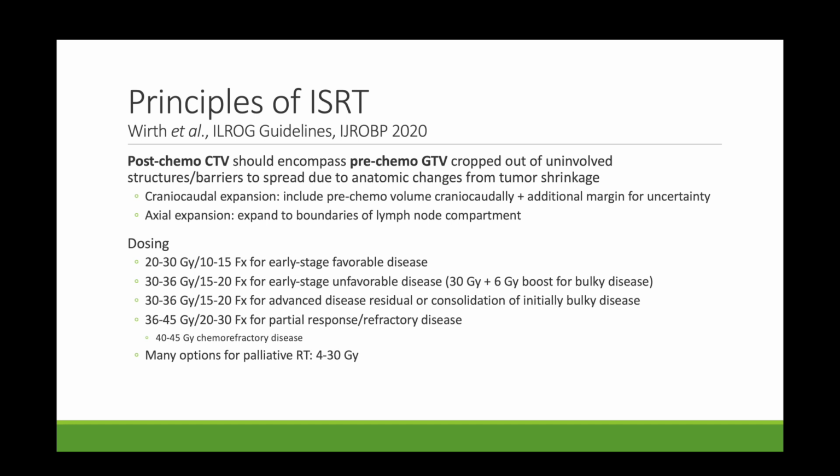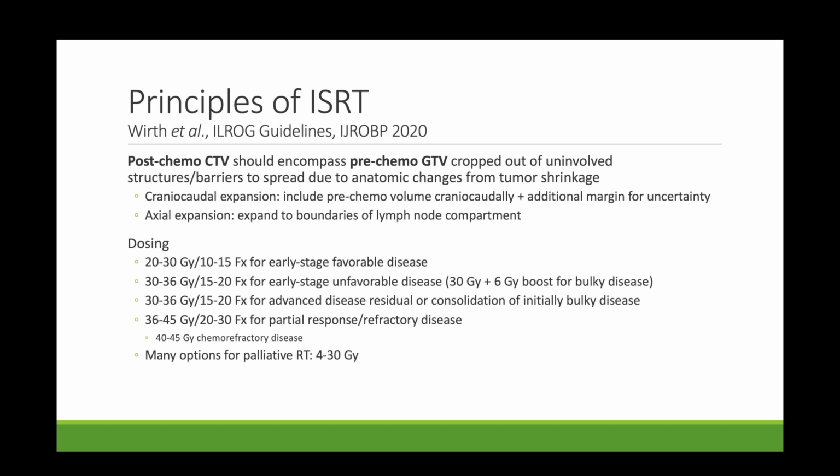Essentially, when we're doing involved site radiation, what we're trying to do is treat where the disease used to be, but accounting for the anatomical changes that have happened since the disease has shrunk from our induction chemotherapy. So with ISRT, we create a post-chemotherapy clinical target volume that our hope is that this will encompass our pre-chemotherapy tumor volume, or GTV, cropped out of any structures that were uninvolved or any barriers to spread, just given anatomic changes from tumor shrinkage.